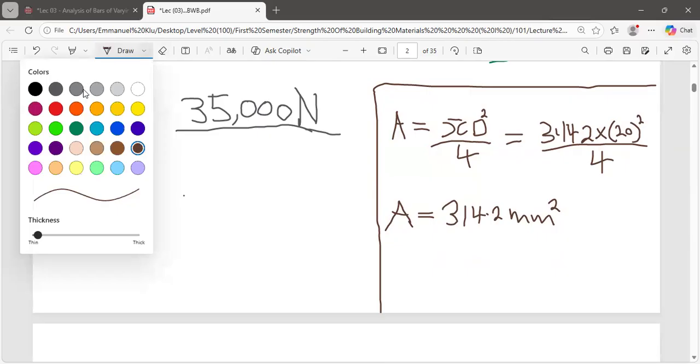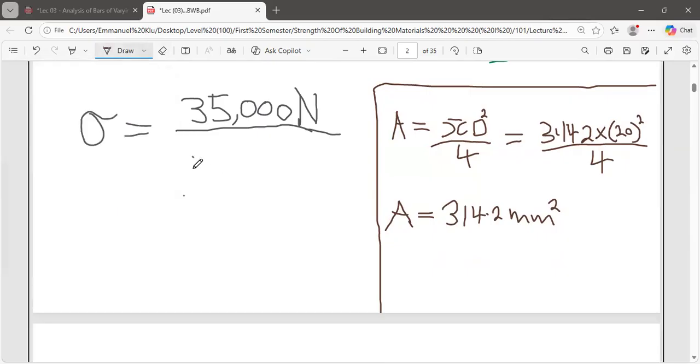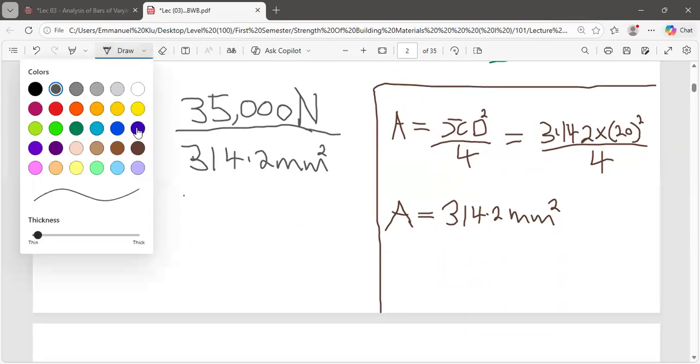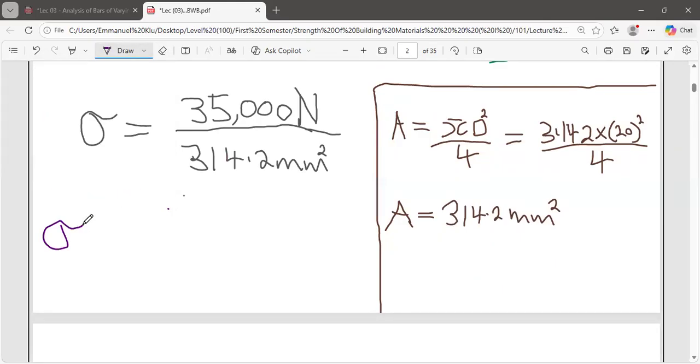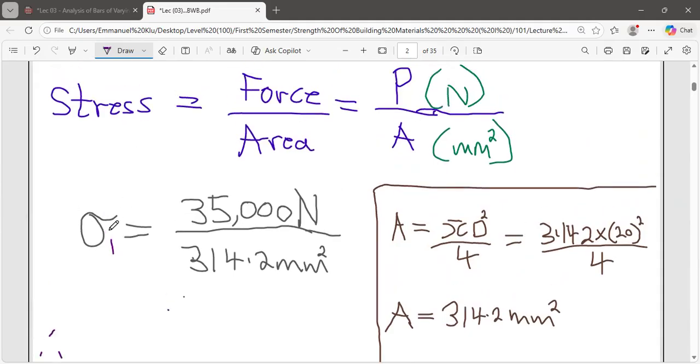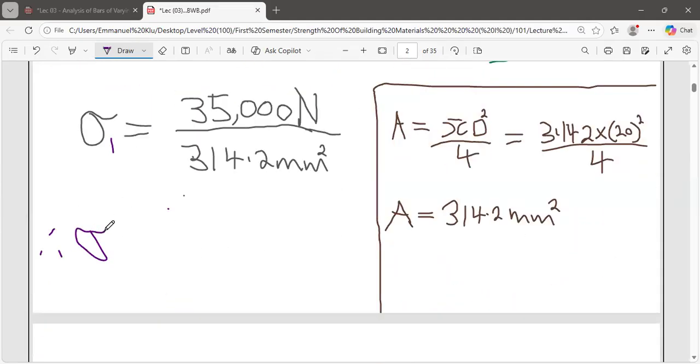As we were solving initially, we know that our area is equal to 314.2 millimeters squared. So we can just punch quick, and we get our answer. So now I'm sure we all know the answer for our stress. Therefore, our stress at section 1, so let's all do it together.